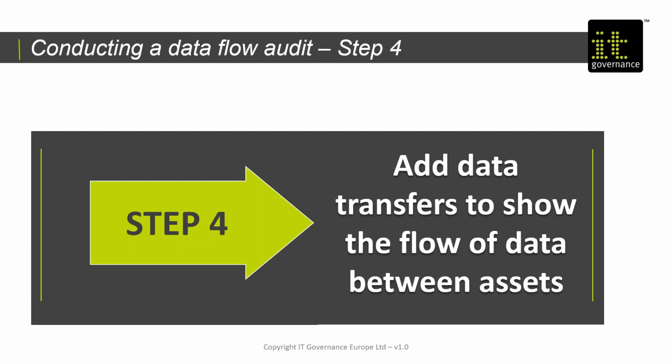The 4th step then is to add data transfers to show the flow of data between assets and to make sure there are no intermediate steps that have not been mapped, and also to enable you to consider security in the data flow. Considering security of data that's both in transit and at rest. You will need to consider where the data has been transferred to, and if it's outside the European Economic Area, are adequacy measures in place to protect the data.